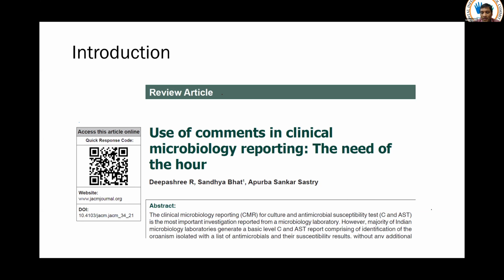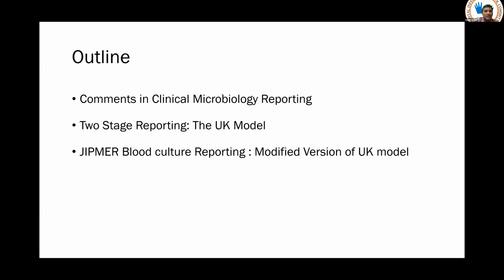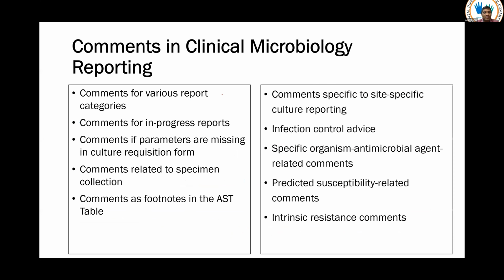So the comments we report in our section are of various classes. I will show you the classes of comments we are using. These are the several patterns of comments we write in our blood culture report. I will show you one ideal blood culture report, how it can be, and I will show you the JIPMER model also at the end of the session. So these are the various classes of comment. I will not go into the detail of each comment, because most of these comments we have discussed yesterday and today in various CLSI sessions. So it will be a summary of that.